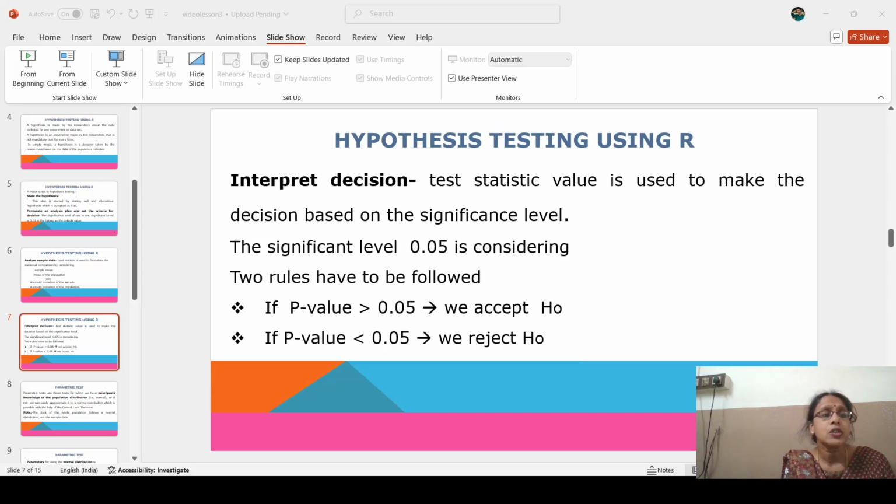Next, we have different types of parametric tests. One is the one sample t-test, the two sample t-test and the paired sample t-test. Here I am telling about the one sample t-test. But before that, what is meant by a t-test? A t-test is a small sample test.